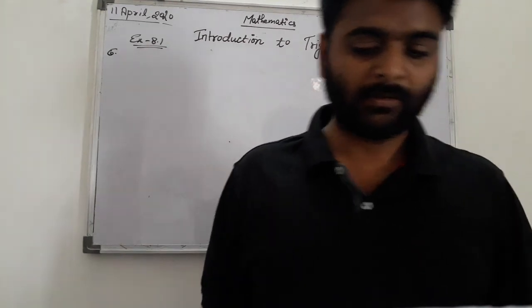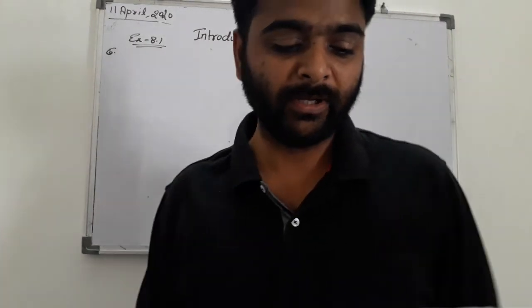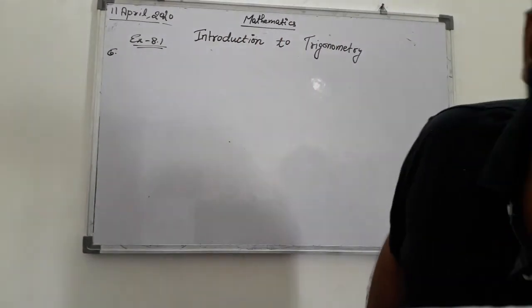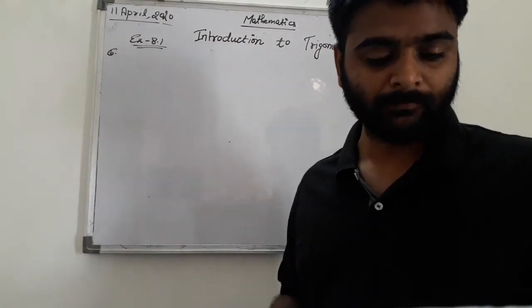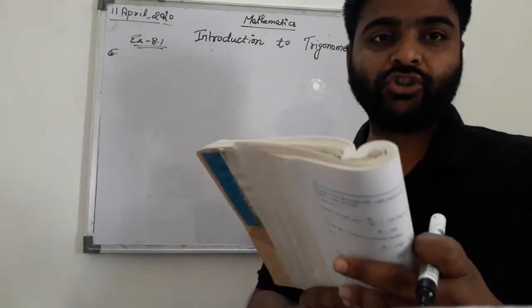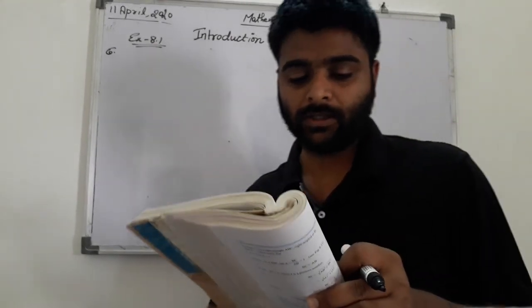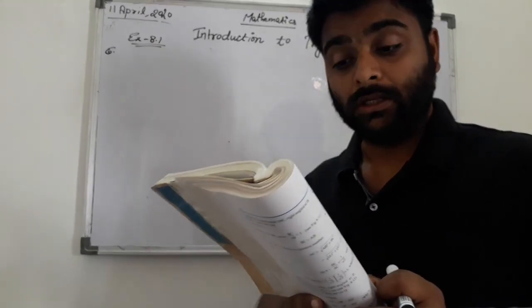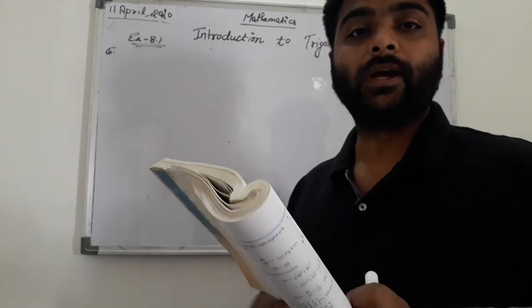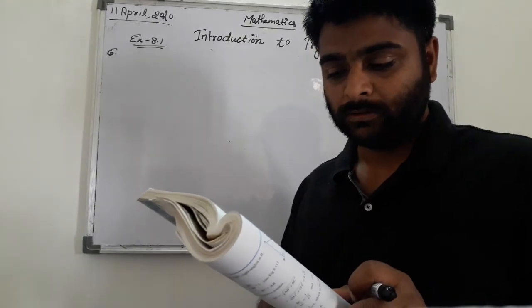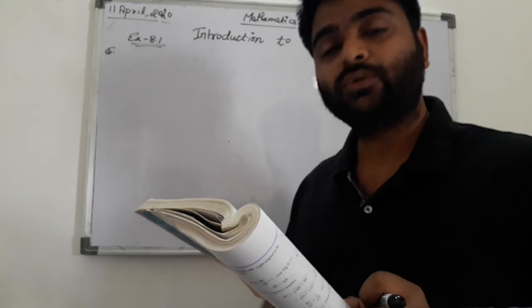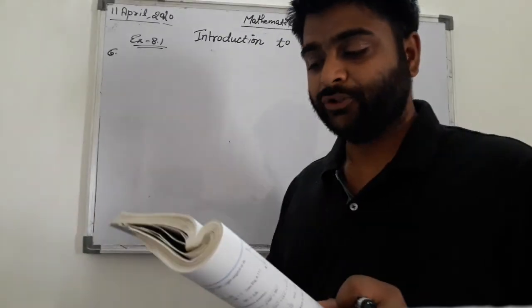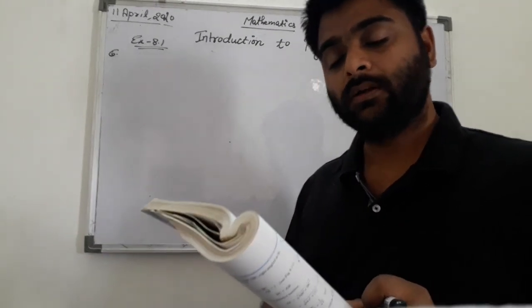Very good morning, class. Today we are going to start the remaining questions of the exercise, that is from 6th onward. Question number 6 is saying that if angle A and angle B are acute angles, acute angle means less than 90 degrees. Got it, class? Such that cos A is equal to cos B, then show that angle A equals angle B.